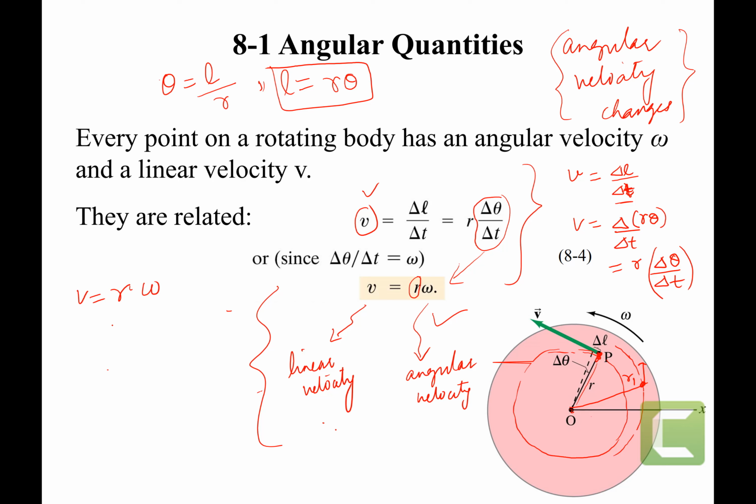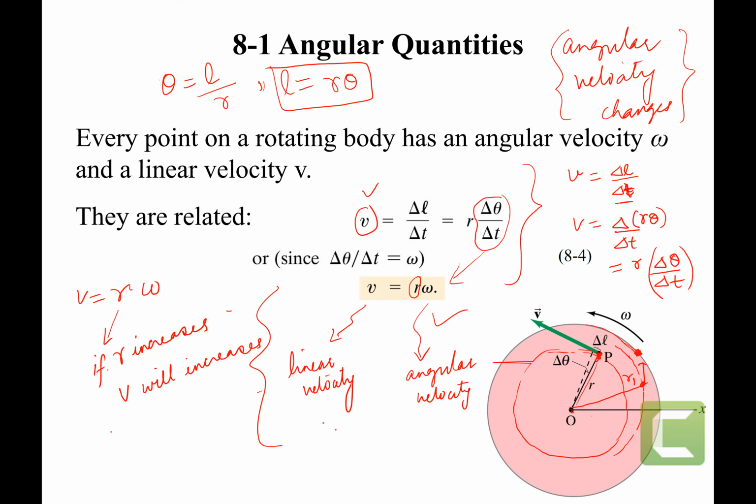So if R increases, V will increase. So that means there will be maximum value of linear velocity at the rim of the disk. So it will be fastest, going faster toward the edge or at the rim of the disk. So that is the linear.